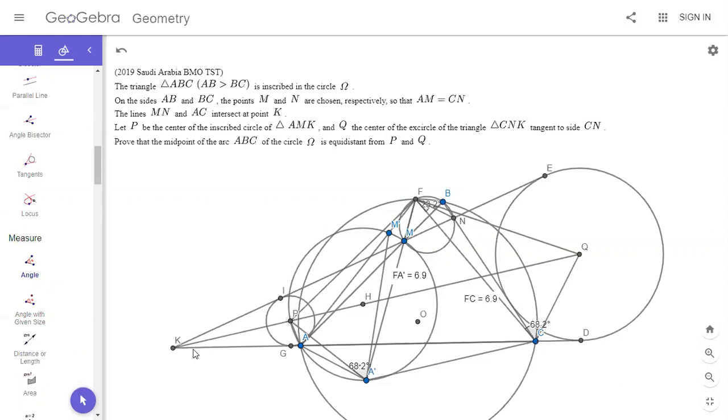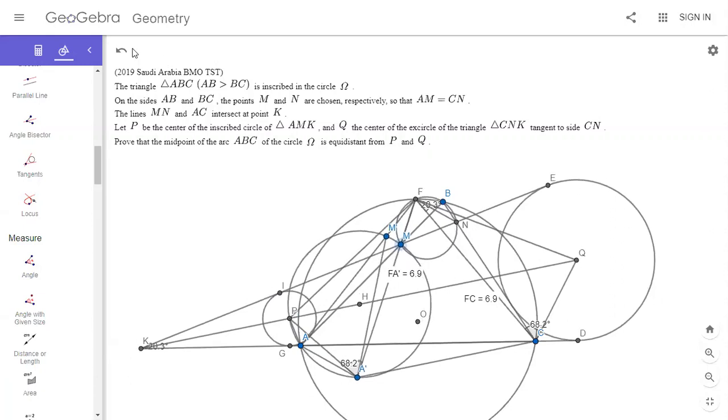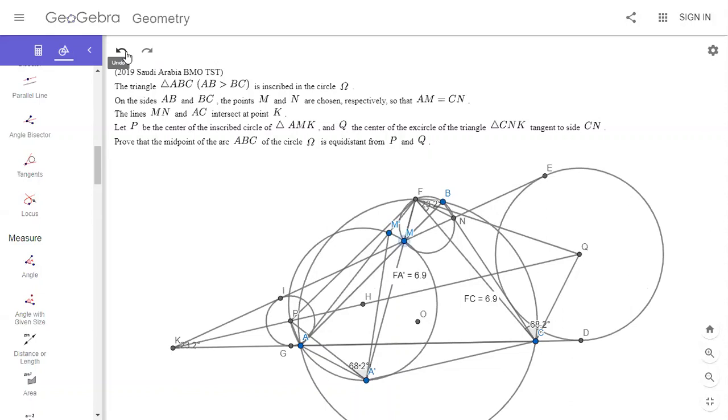NFC is 23, PKG. Yeah, but let's see. Interesting. So NFC and AFM, I think, are equal to this angle right here. Yes. I think I might have a really long proof here. Hold on just a sec.